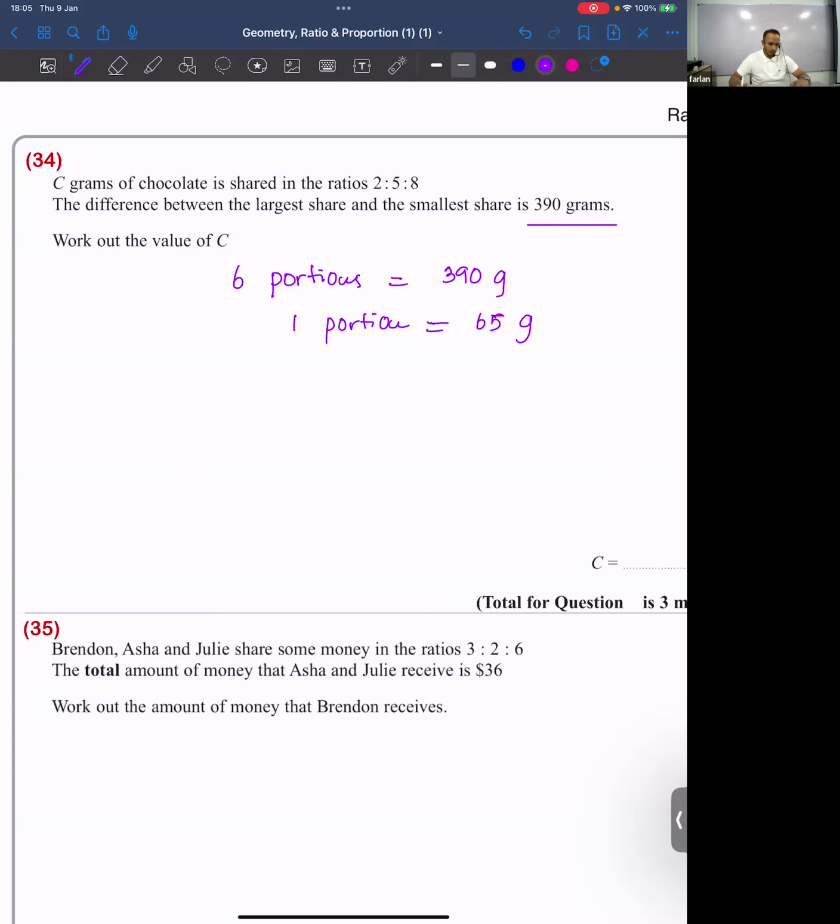So now they are asking, work out the value of C. The value of C means C is the total amount of chocolate. C grams of chocolate is shared in this ratio. Total is how many portions? 15 portions. So C will be 15 into 65, that is 975 grams.